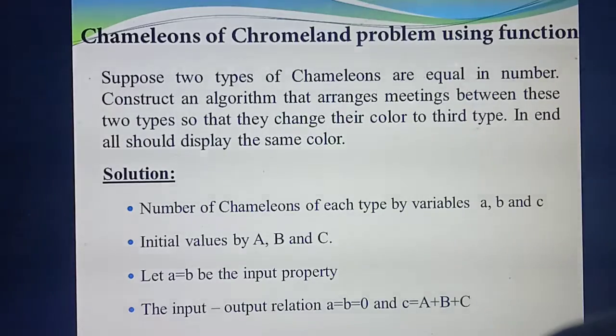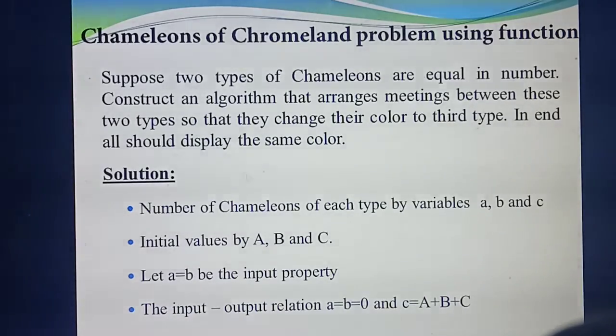Okay, so they change their color to the third type. What is the condition? The two types of Chameleons are equal in number. If they are equal in number and at the same time they conduct the meeting, they will change their color to the third type. For example, red 5 numbers, blue 5 numbers, so they are equal in number and they arrange the meeting between them. So they are going to change to the third color, maybe green. Here red and blue, any one color, consider as green. So they are changing the color to which one? Green color, the third one. Okay.